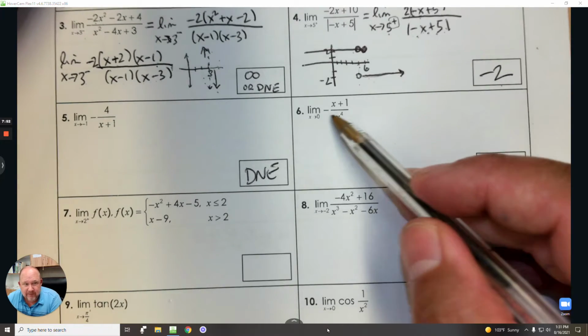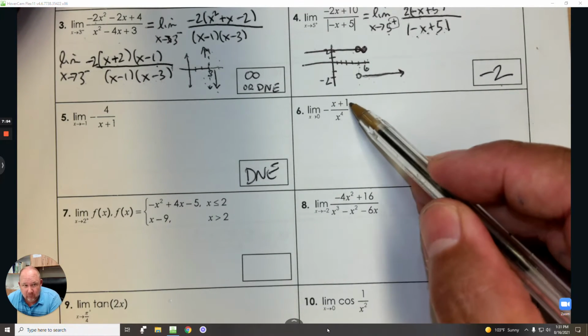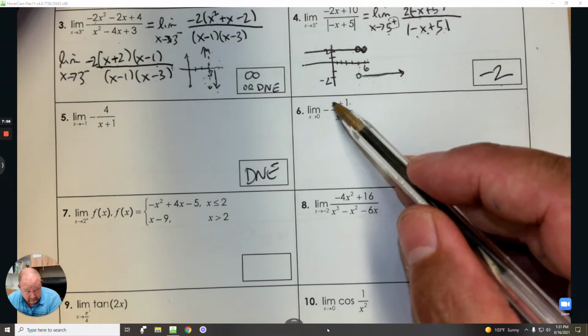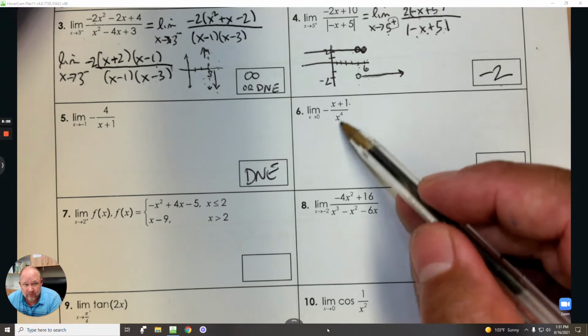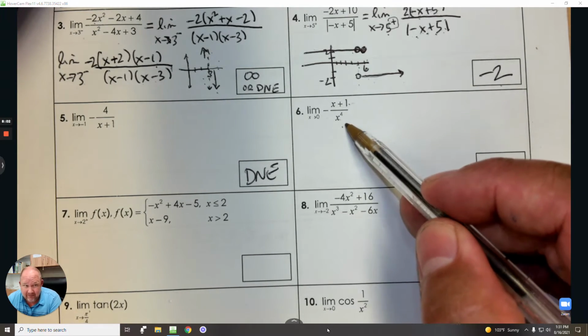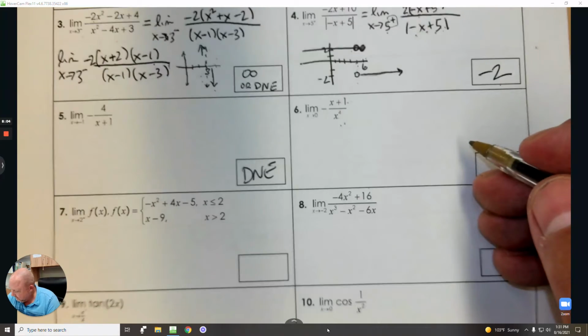If I do the same thing here, I get negative 1. So in other words, I'm substituting 0 in and evaluating. I get negative 1 over 0. Again, that's undefined. So that means it does not exist.